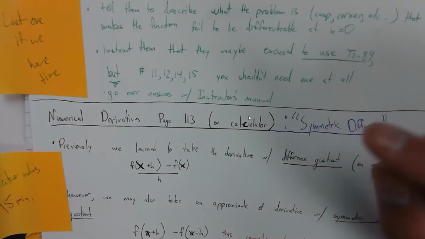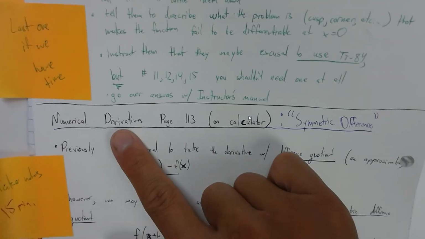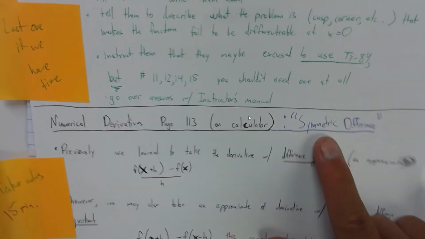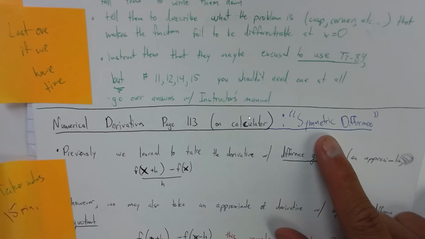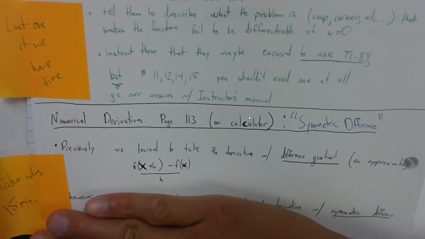Let me just continue with the last few notes. So the last thing that we're going to talk about is numerical derivatives. Go ahead and copy this down. They're called symmetric differences. And copy down all the notes. So I'm going to go through this.